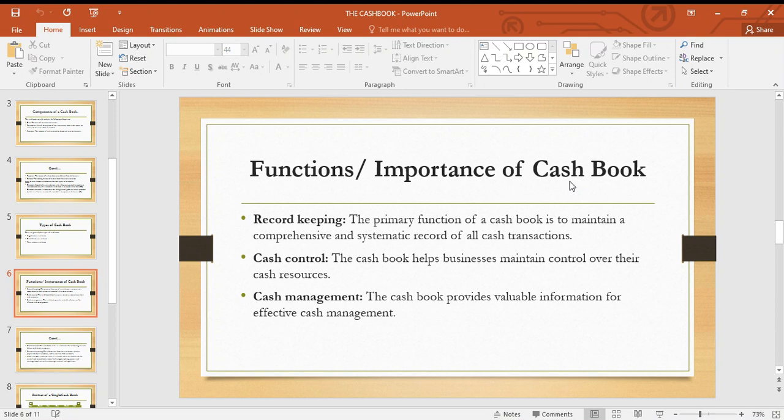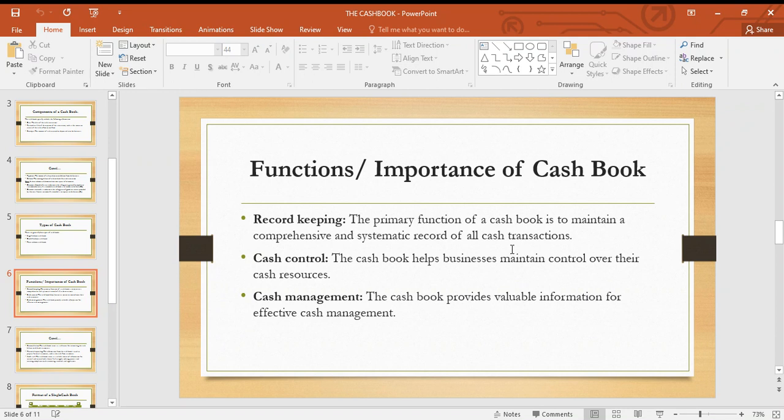So the first one, cash book is important when keeping of records. The primary function of a cash book is to maintain comprehensive and systematic records of all transactions. So here, you see when you record that maybe on a certain date you sold some goods to a customer, you keep your record. So you can refer to it when you are counterchecking your documents.